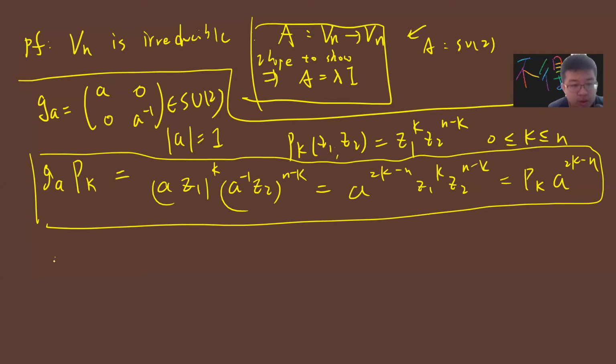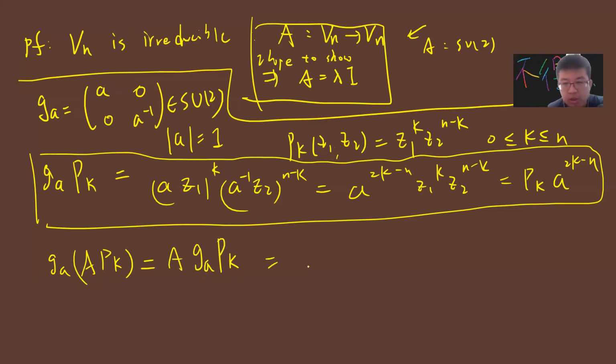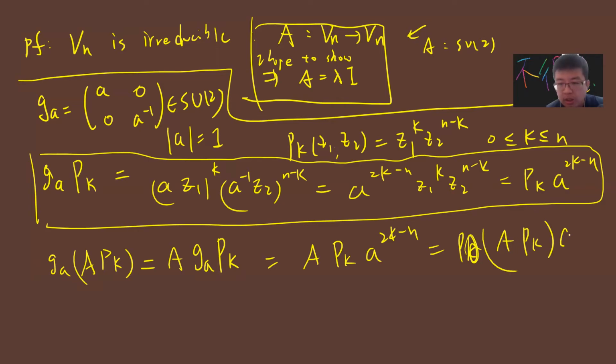So how about A g_a P_k? Remember that A is a map, and A is equivariant, so A will commute with g_a. So A g_a P_k is a^(2k-n) times A P_k, because A will act on P_k.